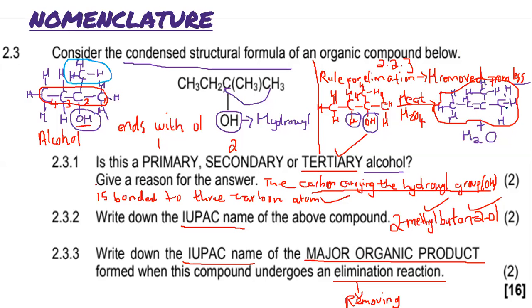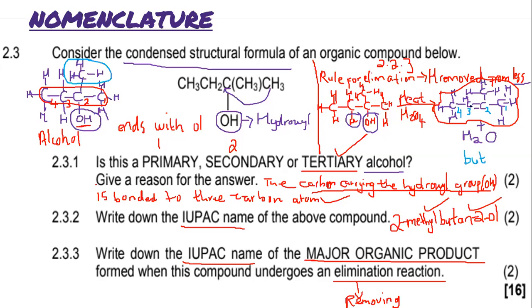So if I number from right to left, it would be 1, 2, 3, 4. The longest chain without breaking. That one can't be part of it because it breaks. So the longest chain without breaking is 4 carbons altogether, which is a but-.